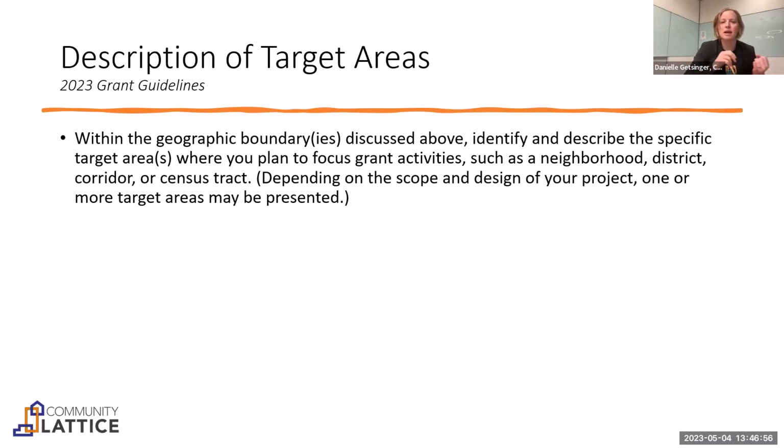It could be a district, maybe a tax increment finance (TIF) district. Maybe it's a cultural arts corridor or an economic development corridor. And in some of the simplest terms, defining it by census tracts is a really great way to define your boundary, but you definitely want to define it very specifically. Next.